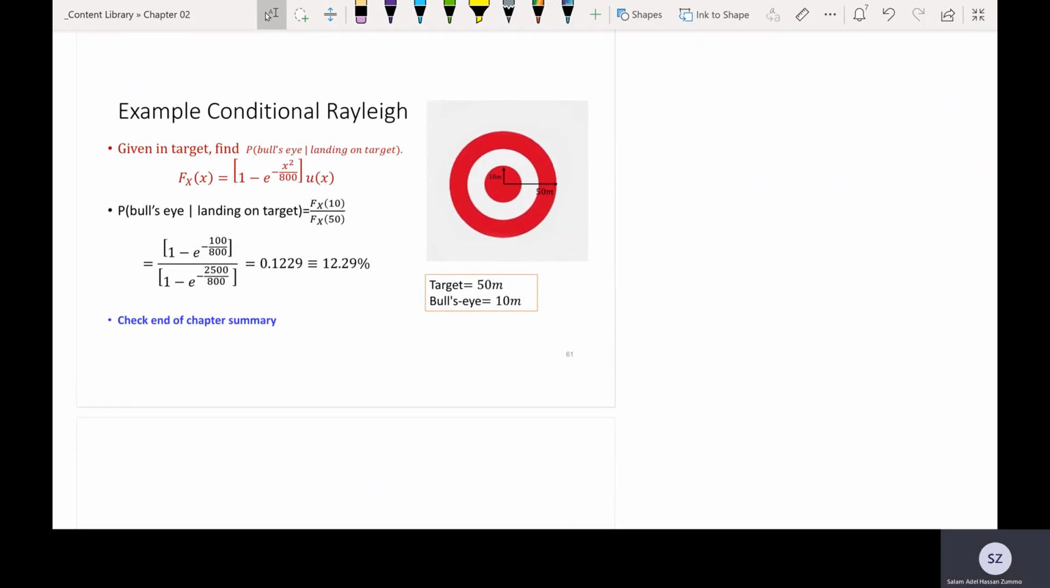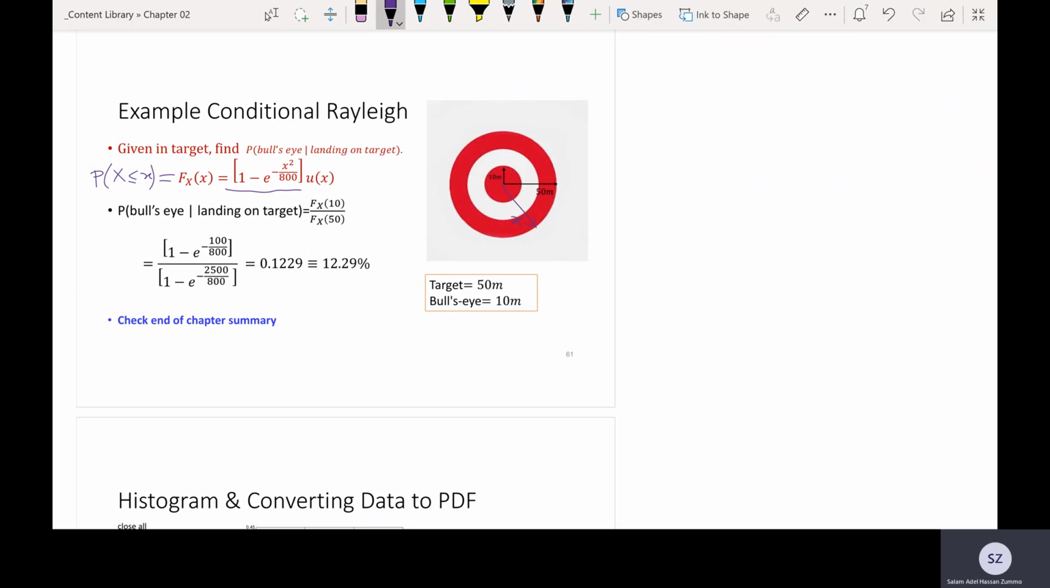The last example. We have here a target. You basically need to hit the target. You can get the center if you are excellent, something outside if you are less skilled, or a far place if you are not. Now the CDF, if this is x: the probability that you get something less than a number is 1 minus e to the power of minus x squared divided by 800.